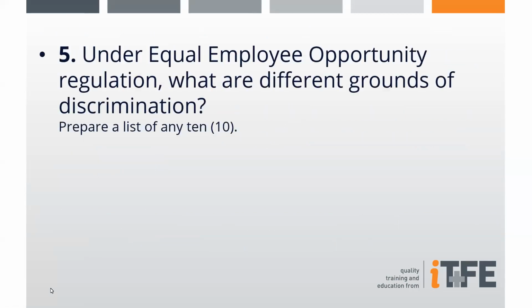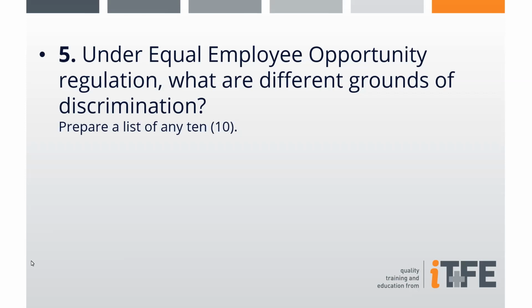So question 5, under equal employee opportunity regulations, what are different grounds of discrimination? So you need to list 10. Can you just give me one again, Suzanne? I'm going to talk about religion. Lovely. And basically it is listing. So because it's listing, that's all we need to write. When you list, we just need 10. Suzanne's just giving you an example of 1.